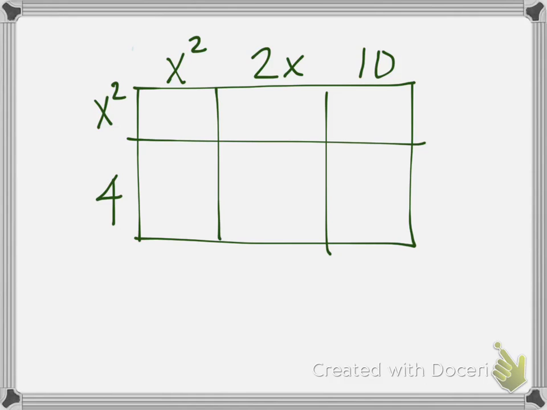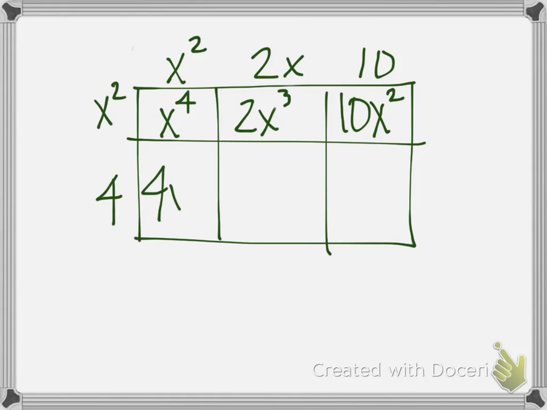using your rules of exponents. This is x to the 4th, this is 2x squared, this is 10x squared. Oh, this isn't 2x squared. Hope you caught that. 2x to the third, 10x squared. This is 4x squared, 8x and 40. So again, we'll go through combining like terms.